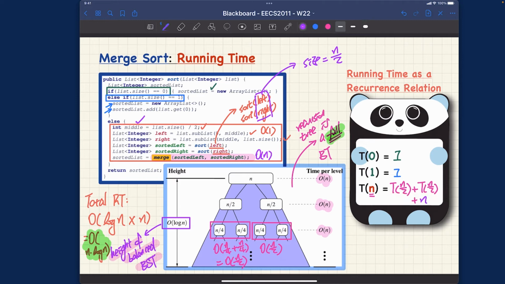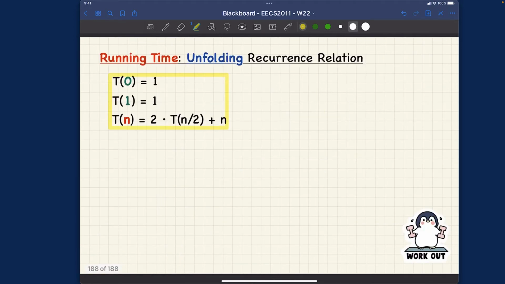This part over here can be simplified into 2 times T of n over 2. We do it once for the left and another time for the right. So the overall answer is T of n equals 2 times T of n over 2 plus n. And we also have the 2 base cases over here. So that's the recurrence relation. There should be no surprise to you, but you should really understand exactly how we derive it. Let's now move on to solving this recurrence relation for the MergeSort algorithm.